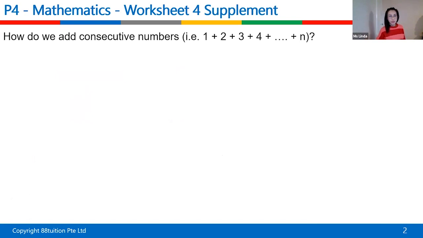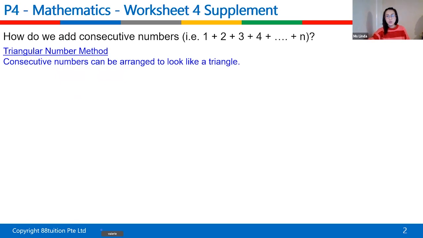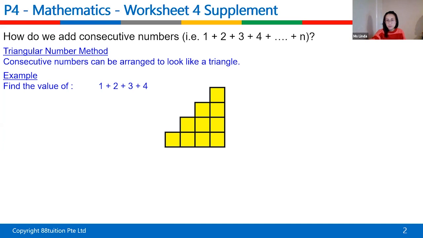All right, let's start with the first questions. We should know how to actually add your consecutive numbers. Basically means one number after another. So it goes from 1, 2, 3, and 4. All right, so 1 plus 2 plus 3 plus 4. Now there are a few methods to actually use. One is known as your triangular number method. So your consecutive numbers will look like a triangle. Let's say, for example, 1, 2, 3, 4. You can draw it like that.